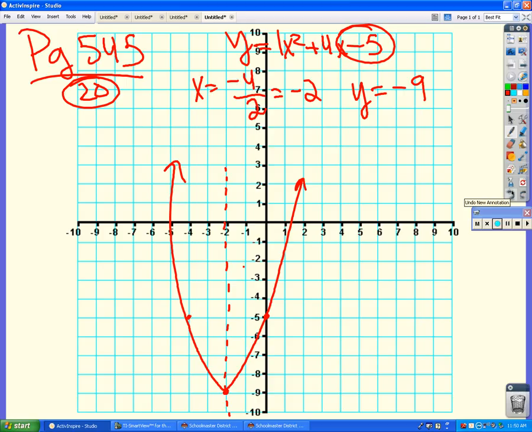Okay, so any questions on 20? Okay, Marcus, did you get that copied down? Yeah, I didn't think so. You do have a piece of paper out, which is a start, but it doesn't really help if you don't write anything on it. Yes?